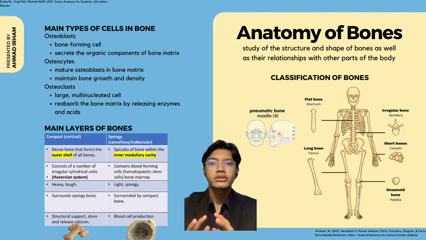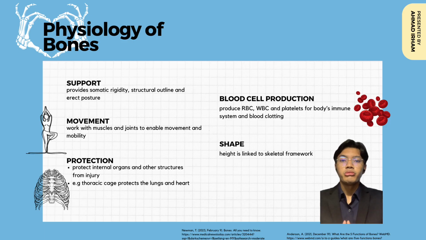Compact bone is also heavy and tough, but the spongy bone is light and spongy. So the function of the compact bone is structural support, and it stores and releases calcium, but the spongy bone plays a crucial role in blood cell production. We move to the next part, which is the physiology of bone.